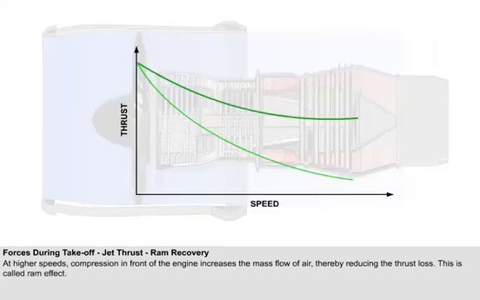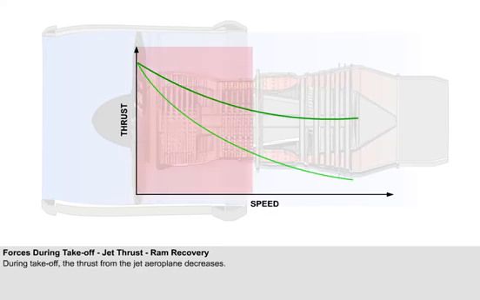So initially, as speed increases, thrust will fall, but above 0.3 Mach, the thrust loss starts to reduce due to the ram effect. In the speed range used for takeoff, the jet-engined aeroplane never attains sufficient speed to gain the full ram effect. Therefore, in takeoff, as the jet aeroplane accelerates down the runway, the thrust will reduce.